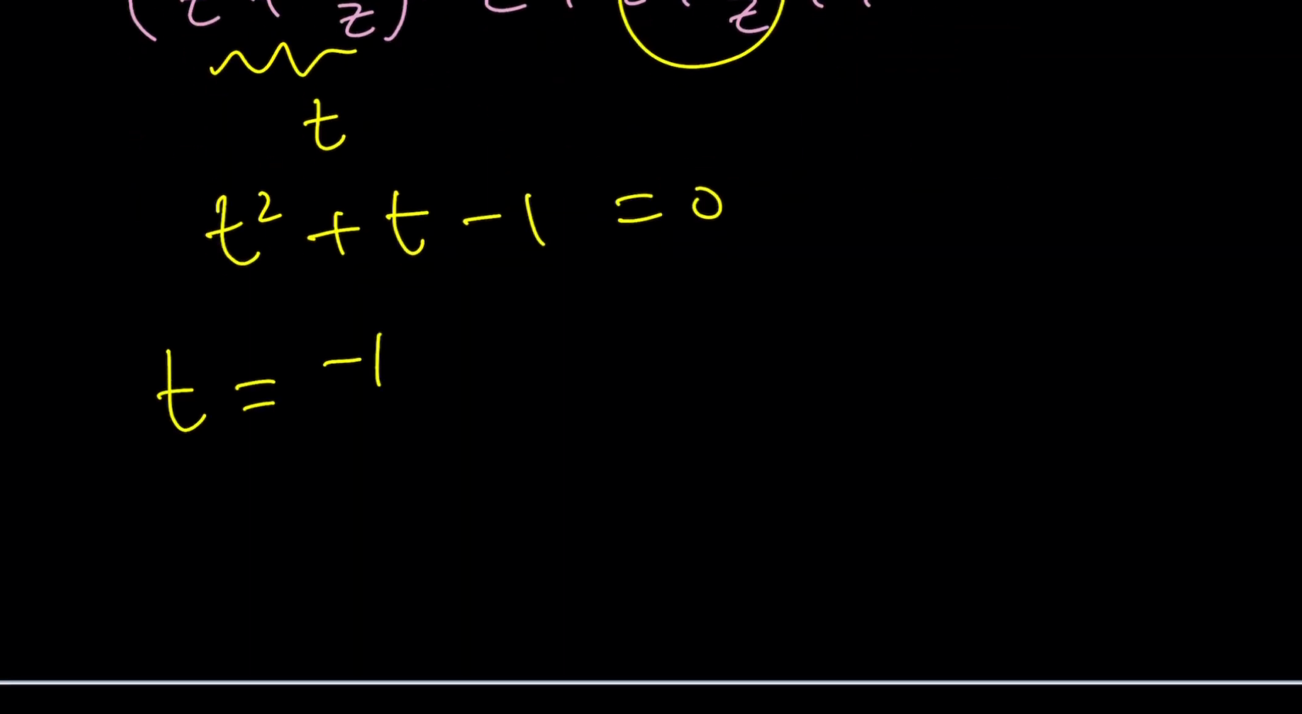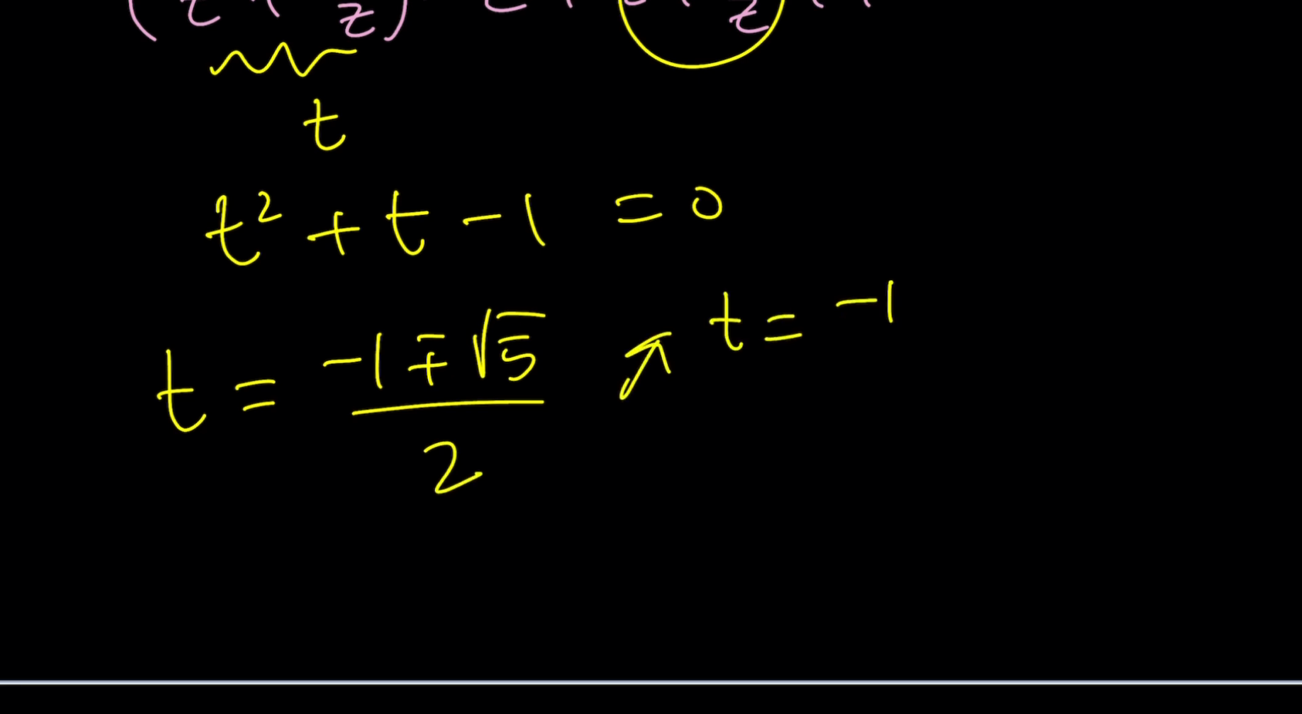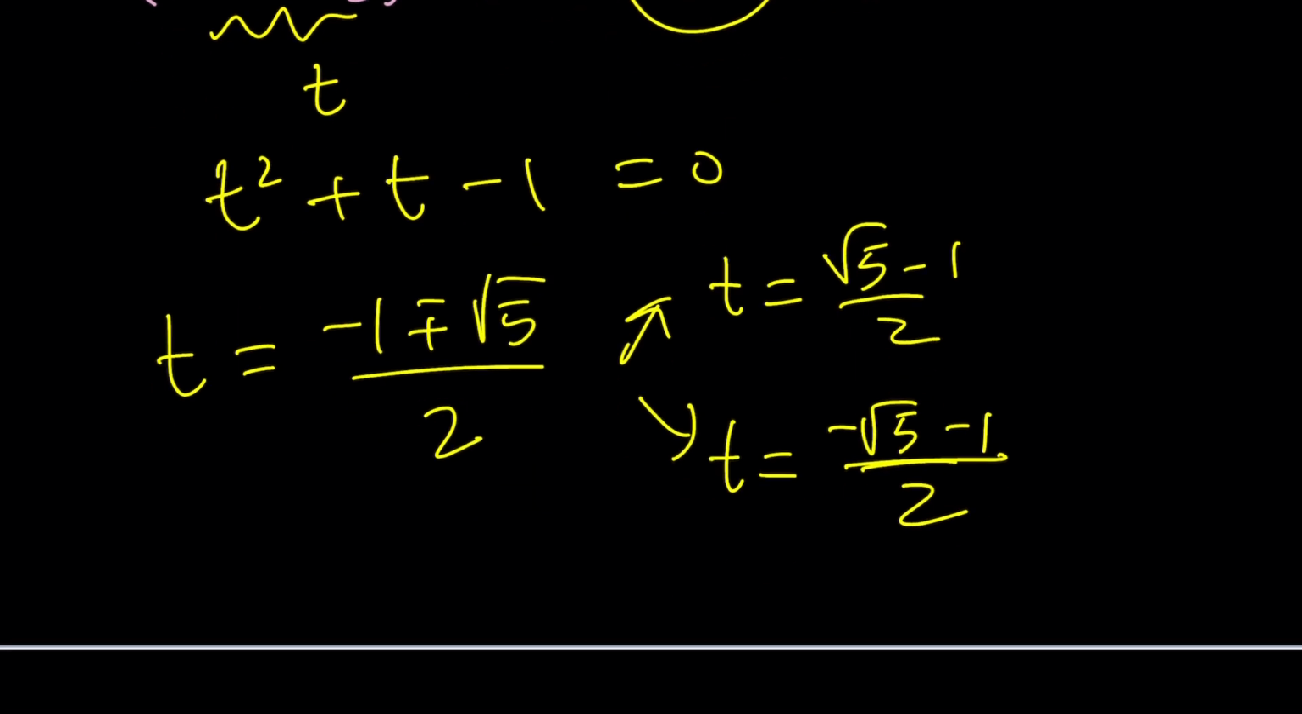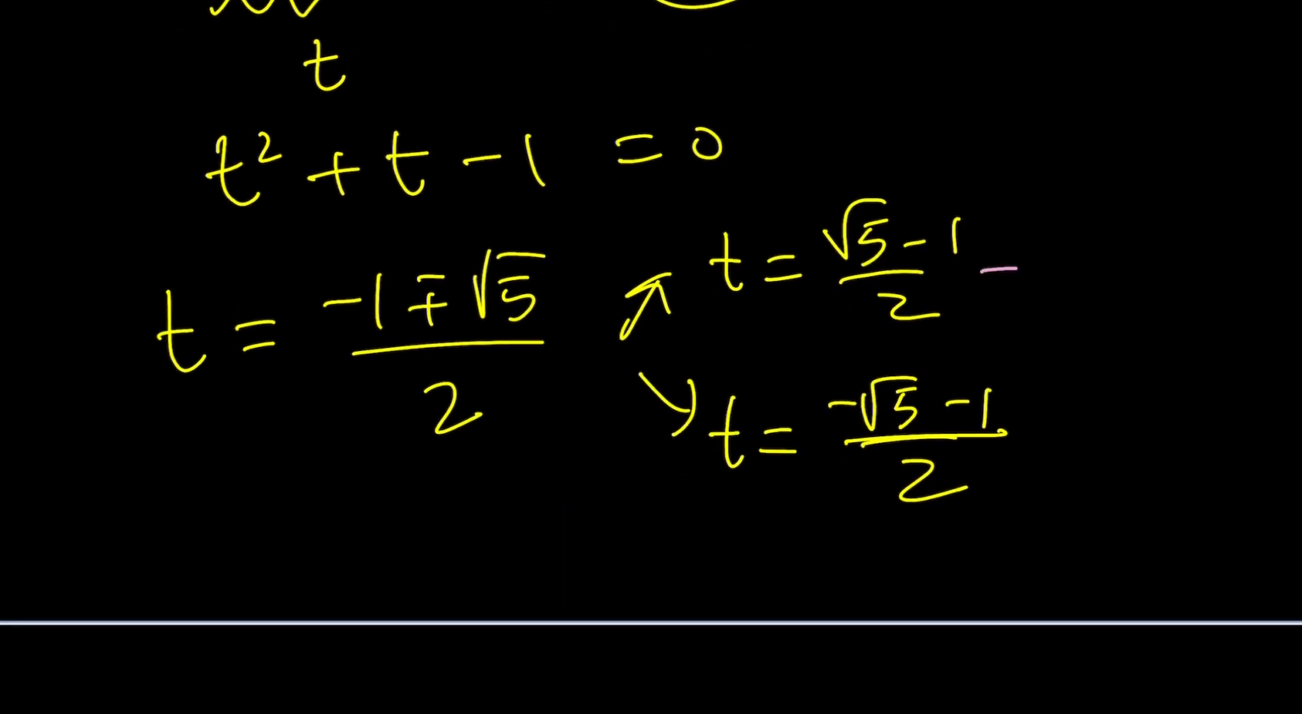Awesome, negative b plus or minus the square root of b squared minus 4ac. That's going to give us the root 5. Uh-oh, golden ratio, I smell. t equals negative 1 plus root 5 over 2, or root 5 minus 1 over 2, you can write. That looks better, right? And then the other t value is going to be negative root 5 minus 1 over 2. But this is just t. Set it equal to z plus 1 over z. Solve for z and be happy, okay?